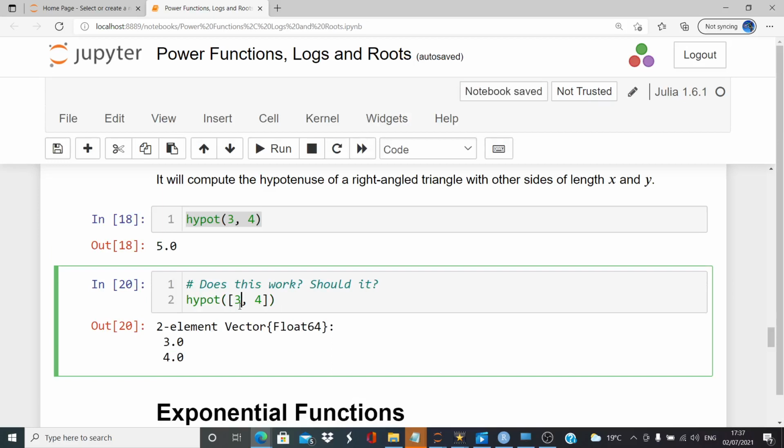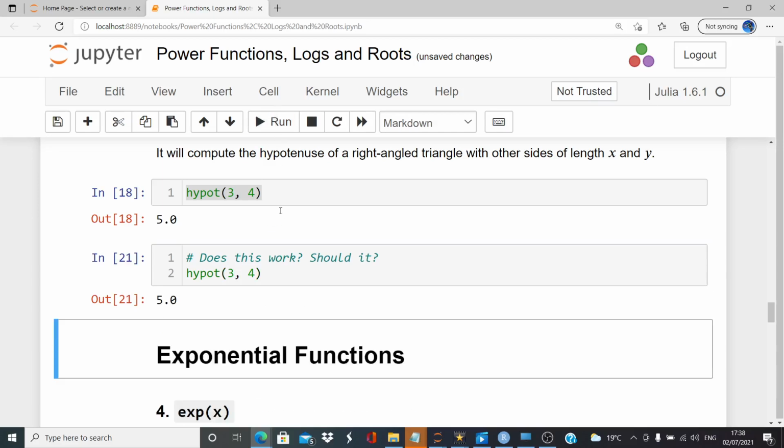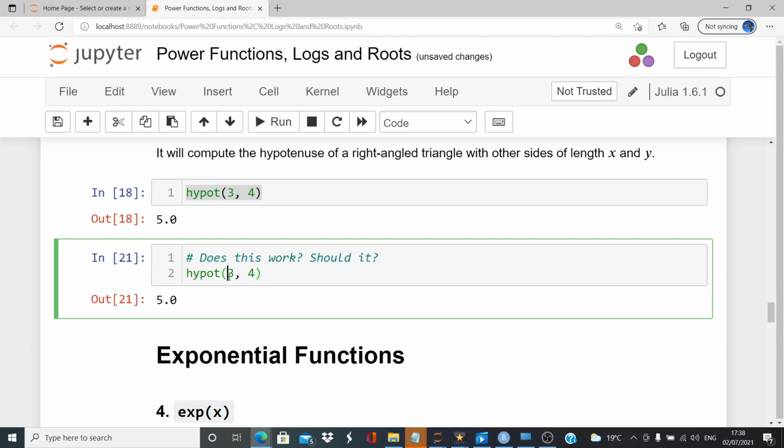We have the first argument and the second argument. They have to be put in together, basically. So it makes no sense to try and supply a vector, because a vector is a list of individual arguments. For hypot, we need two arguments, the two sides of the triangle. So that should work. Again, this should not accept a vector.